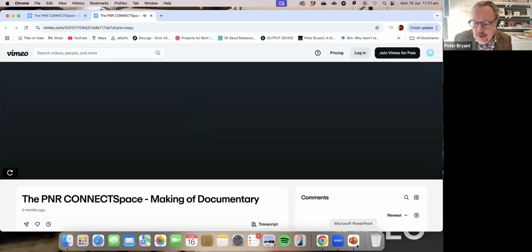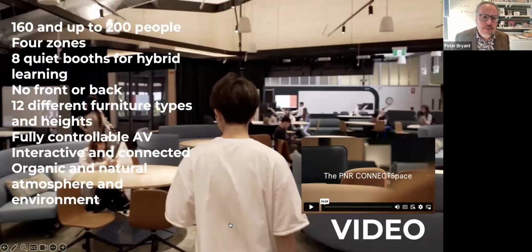So that just gives you an idea, I hope, of the look of the space and what we're talking about. As you would have seen, it holds about 160 up to 200 people. It can divide into 4 zones. There's no front and back, so there's no person standing at the front. There are 4 zones in there.